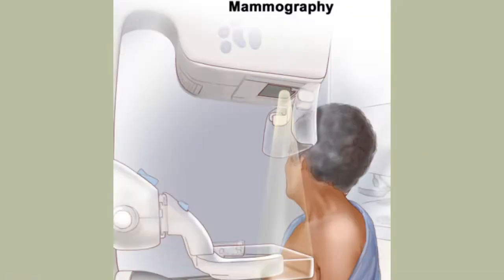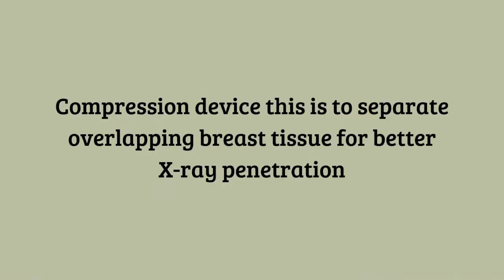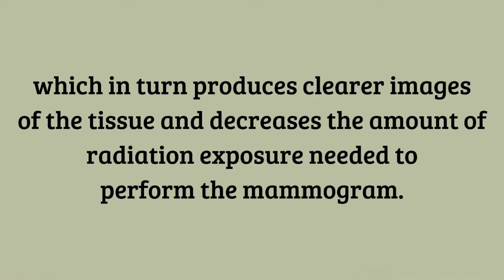The next one is the compression device. This is to separate overlapping breast tissue for better X-ray penetration, which in turn produces a clearer image of the tissue and decreases the amount of radiation exposure needed to perform the mammogram.